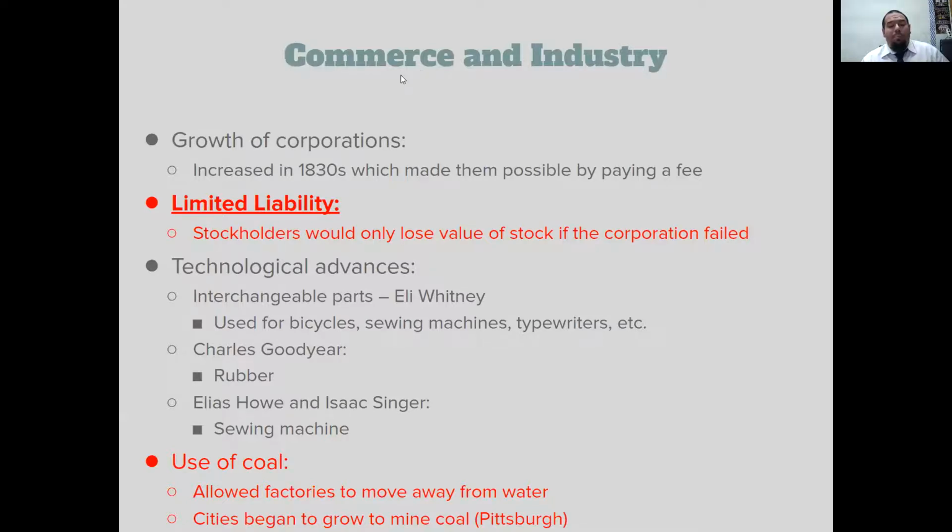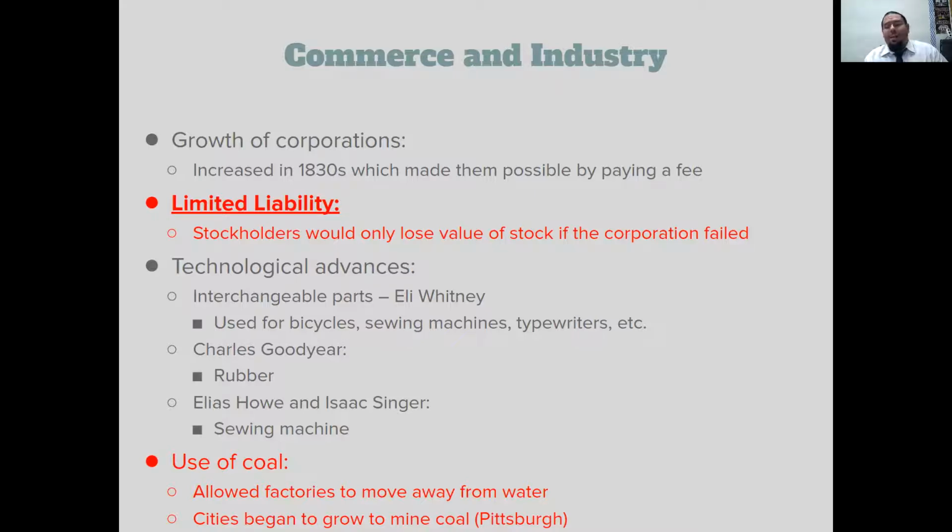So there was a growth of corporations in America, increased during the 1830s, which made them possible by paying a fee. Then you have this idea of limited liability, where stockholders would only lose the value of their stock if the corporation fails. So this is going to increase investment in corporations.